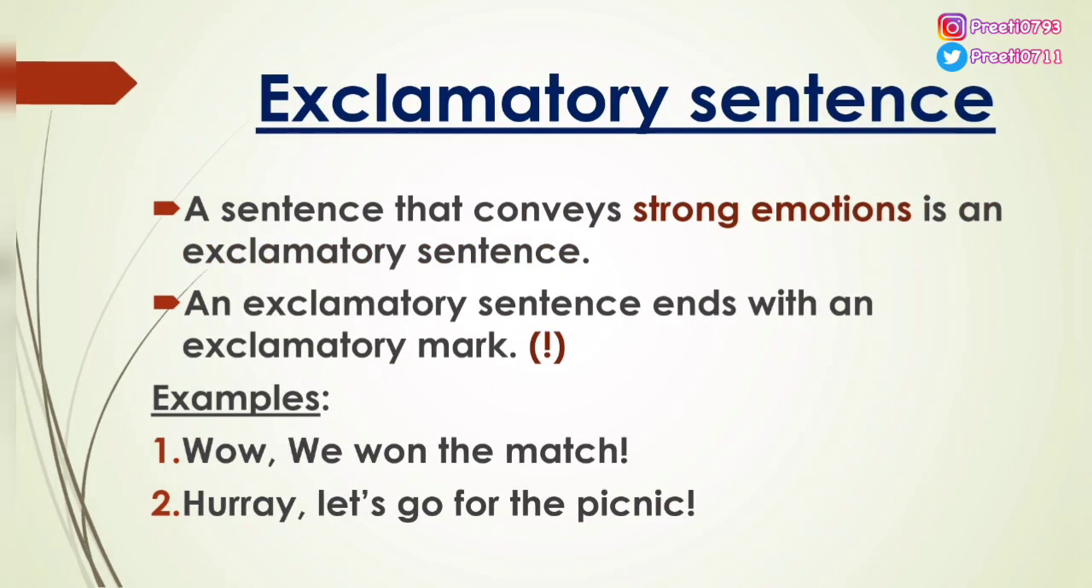Fourth type of sentence is exclamatory sentence. Now, as the name itself is suggesting, exclamatory, it means that there is an exclamation. It says that a sentence that conveys strong emotions is an exclamatory sentence. An exclamatory sentence ends with an exclamation mark. So, the very clear-cut identification of exclamatory sentence is that it will always end with an exclamation mark.